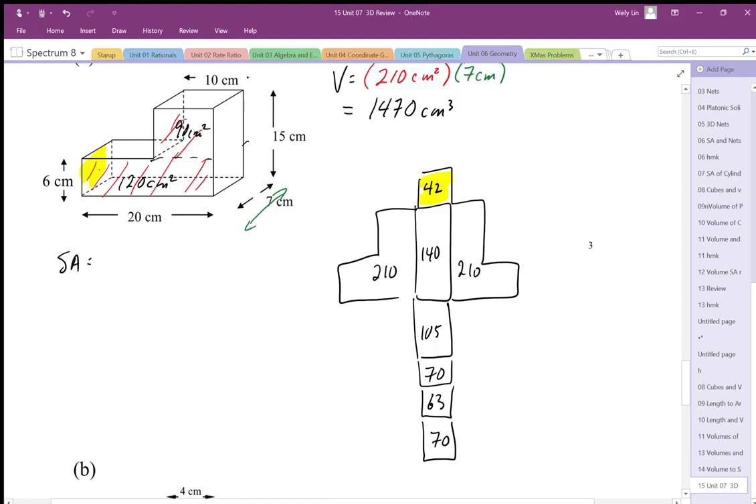Add up the surface area. So my surface area is going to be 42 plus 140 plus 105 plus 70 plus 63 plus 70 plus the two 210s, so I'm going to say 420. So I'm going to have 5, 7, 10. There's going to be 50, 90, 160, 220, 290, 310. I'm going to put the 3 over here, 300 and 400, 500, 910 centimeters squared of surface area. So my surface area is equal to 910 centimeters squared.